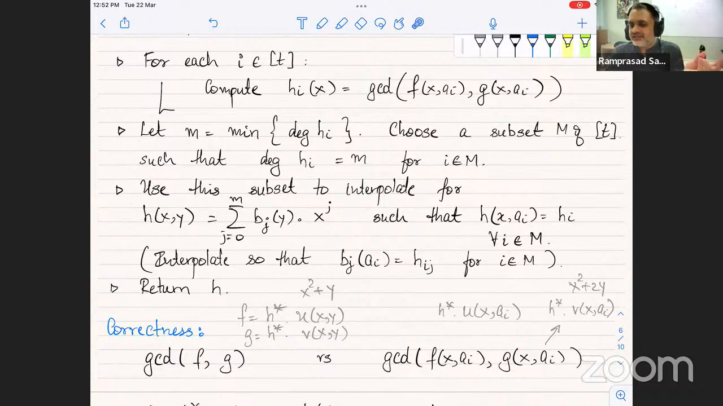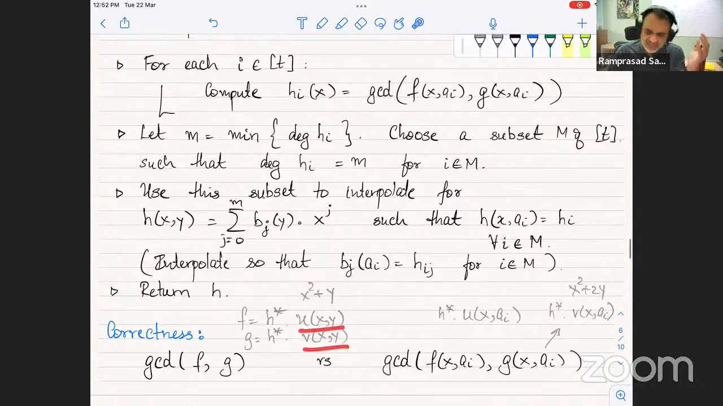So we might be in a weird situation where the ai's that we choose are such that originally u of x comma y and v of x comma y didn't have any GCD. But substituting y equal to ai suddenly makes them have some GCDs. I want to call them the bad substitutions and I want to get rid of them. So that's basically what we are doing here. If the degree suddenly changes, if suddenly your GCD appears to have larger degree than what you're supposed to have, throw all of those away. Just focus on the smallest degree that you have obtained for the GCD and let's focus on this.